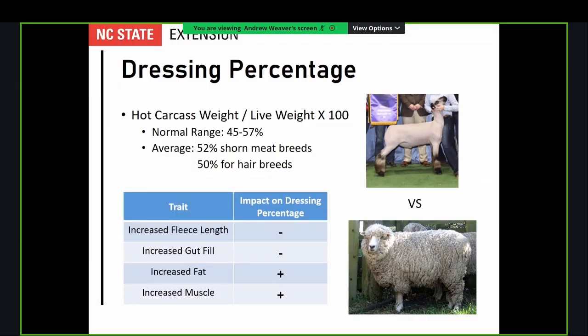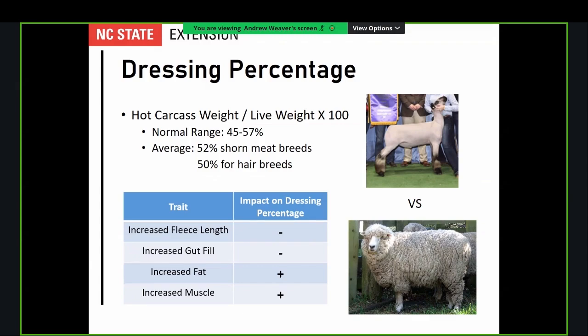Gut fill. So how much rumen fill do they have? Do they have a full gut when you weigh them live? Obviously, that's removed at the time of harvest. So if they have a full gut and they're weighed and then harvested, their carcass weight relative to that live weight is going to be lower.